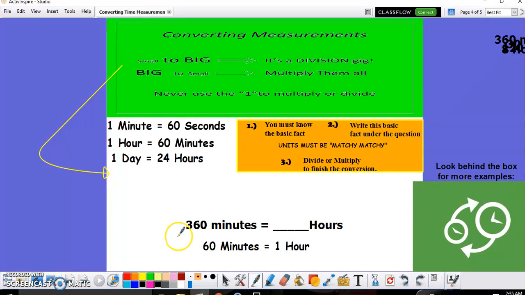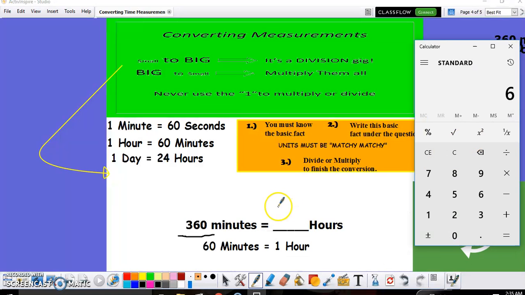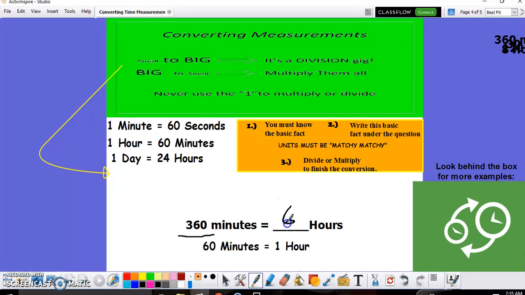Minutes to hours is small to big. I take 360 and I divide it by 60. My answer? 6 total hours. And that is how you convert time measurement.